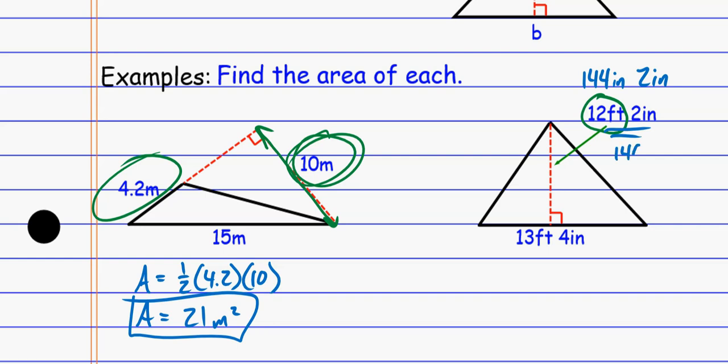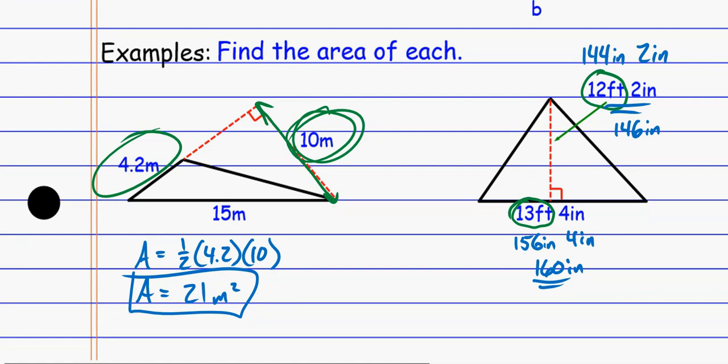is 146 inches, okay? Likewise, down here, I'm going to change this feet to inches, so I take this guy and multiply it by 12. That gives me 156 inches. So now I have 156 inches with another 4 inches right next to it. Well, that's a total of 160 inches. Okay, so that's the new measurement. So when I look at the base and the height, oh yeah, here we go.